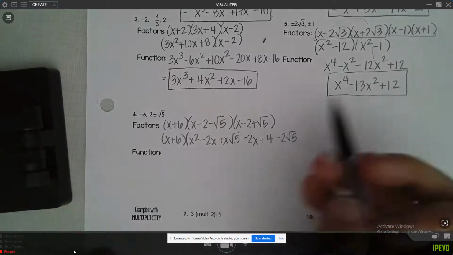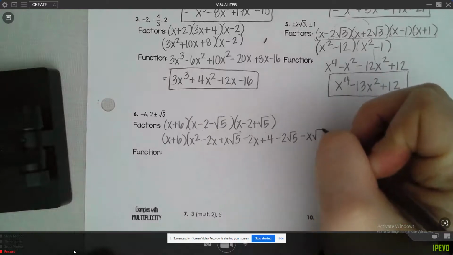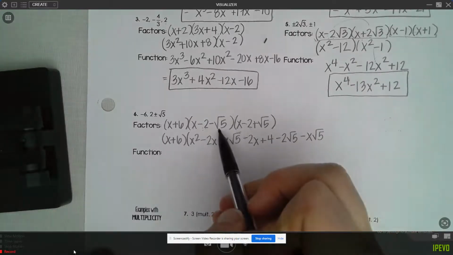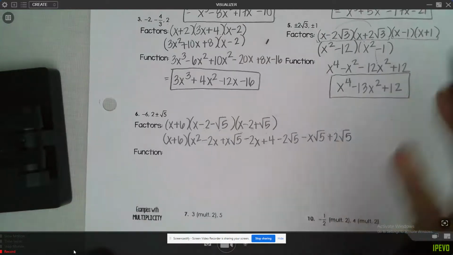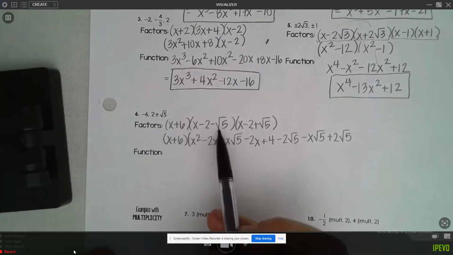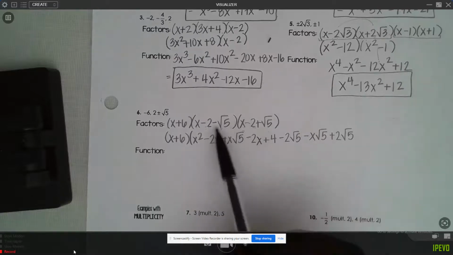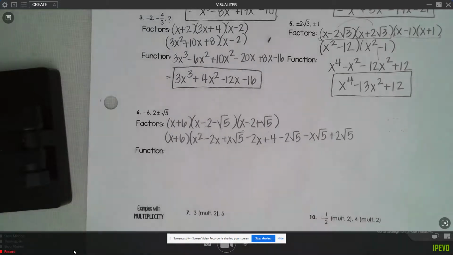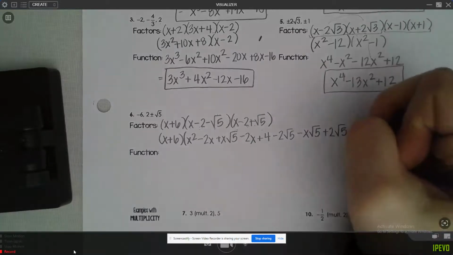I know it takes a while. Negative radical 5 times x is negative x radical 5. Negative radical 5 times negative 2, that's a positive 2 radical 5. Now here, negative radical 5 times radical 5. Multiply the numbers underneath. What's 5 times 5? 25. What's the square root of 25? 5. But don't forget, one of them was negative and the other one is positive. When you multiply a negative and a positive, you always get a what? A negative. So this is minus 5.